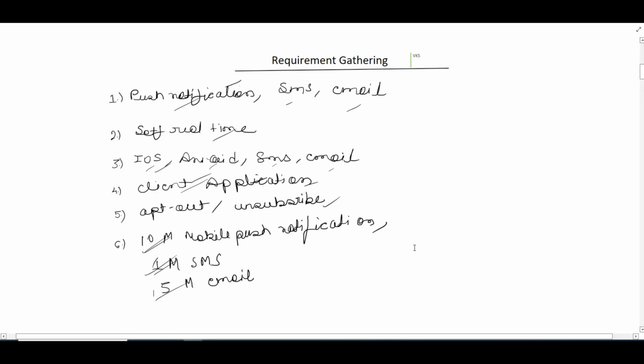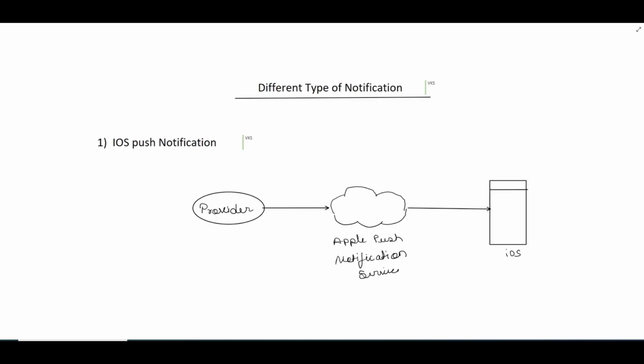So let's proceed further and first try to get an idea of the different kinds of notification. Now let's understand the different kinds of notification. The first one is iOS push notification, so let's first discuss it.